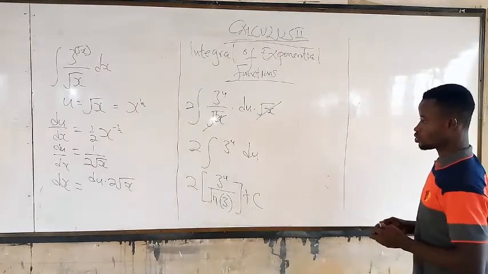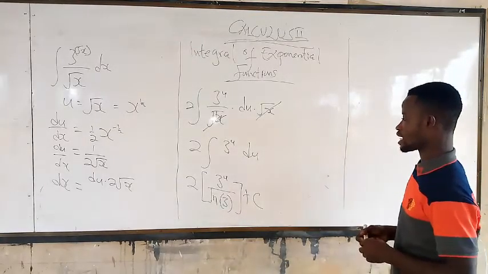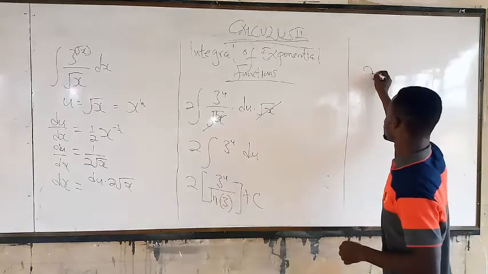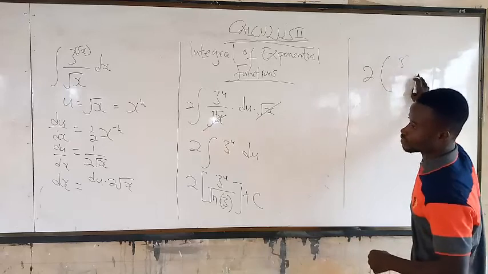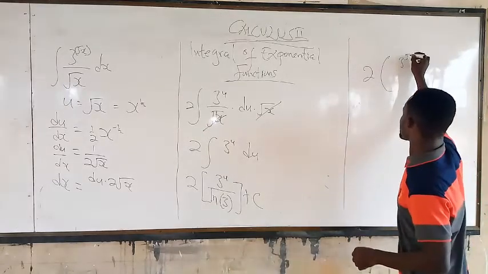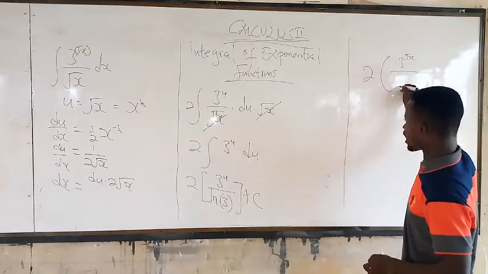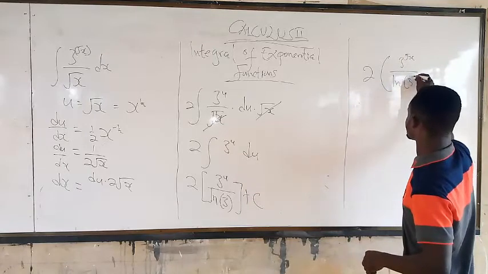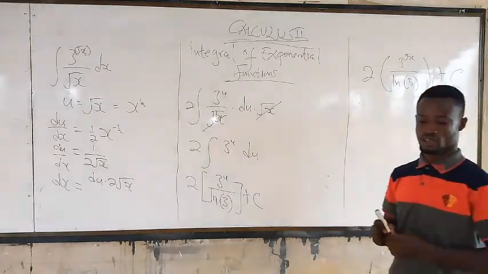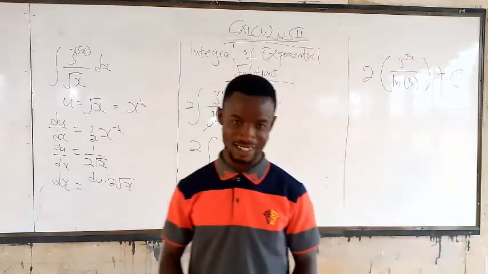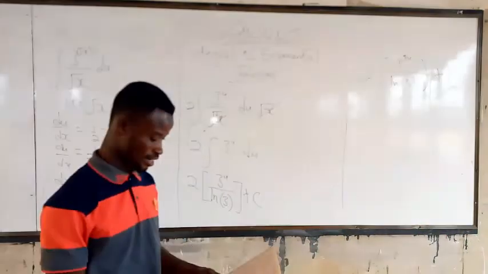Alright, so here, finally, we are going to get 2, 3 raised to the power u, and the u is, what? The u is square root of s over 3 plus c. So that's going to be your final answer for that. Trust you understand.